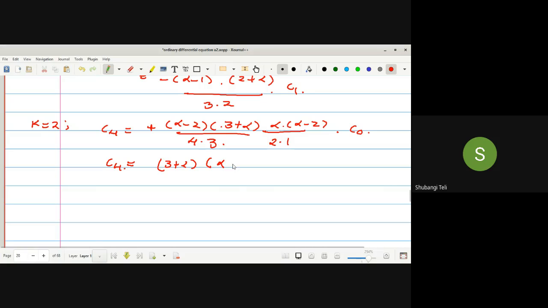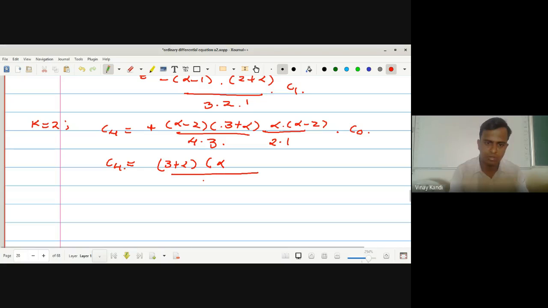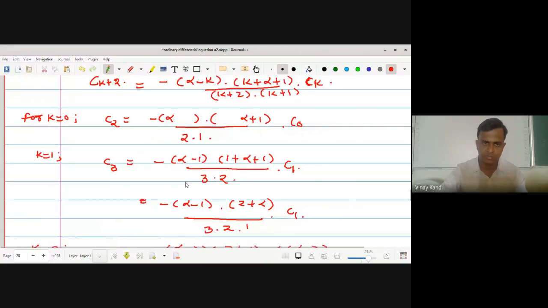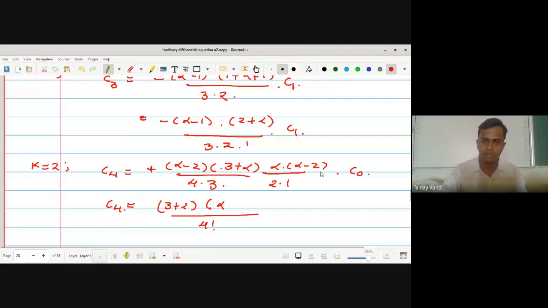Wait a minute. This is divided by 4 factorial. 3 plus alpha, plus the value of C2, alpha plus 1, yes, alpha plus 1 is needed. So alpha plus 1 is there, into C naught's value, into alpha plus 1, this alpha as it is, and this is alpha minus 2 into C naught. Pay careful attention to the calculation.